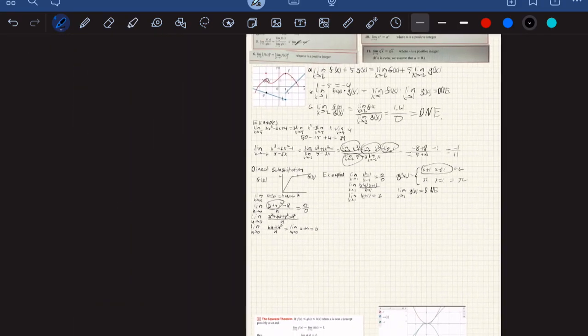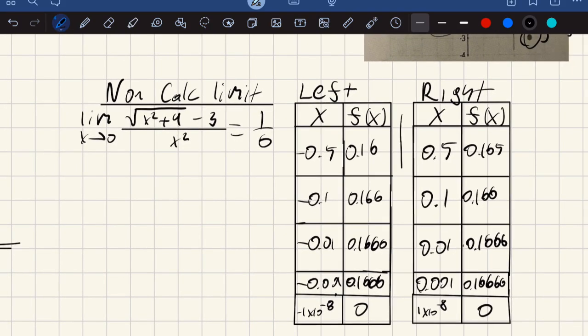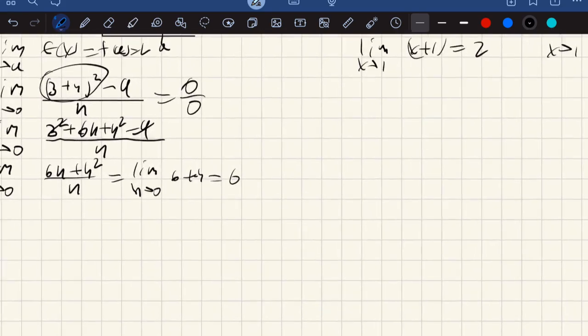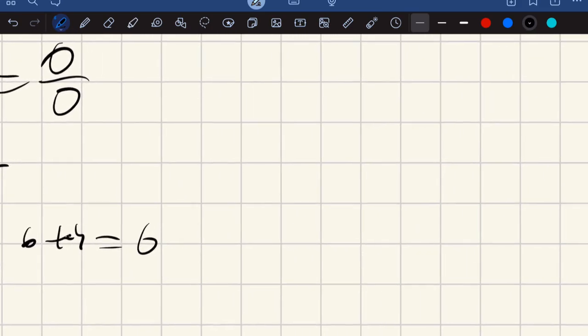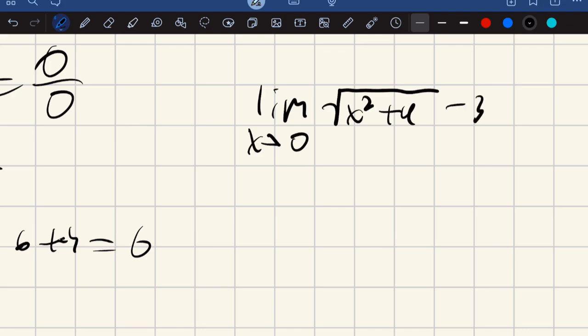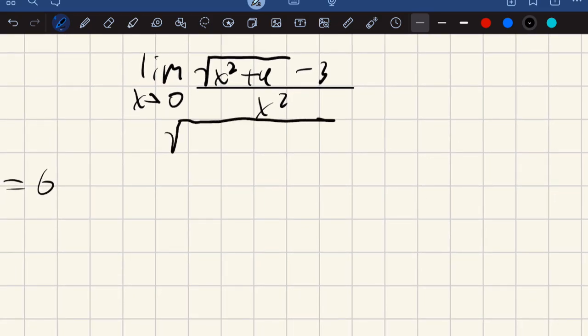Now if you remember back in the last video, with this one, as we used the numerical value, we got 0, but the value was actually 1/6. For that, we have to use a conjugate. So the problem was the limit as x approaches 0 of square root of x squared plus 9 minus 3, over x squared. So multiplying by the conjugate just means you do this part.